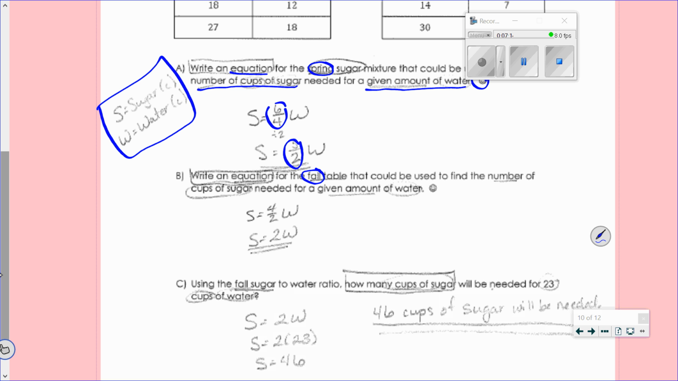So the last one, using the fall sugar, it's telling me this equation, how many cups of sugar will be needed for 23 cups of water. So basically all they're saying is, I'm now telling you what the W is. So I rewrite my fall equation, which I got right here. I now substitute for the W, the 23 that they told me right here. So 2 times 23 gave me 46. 46 cups of sugar.